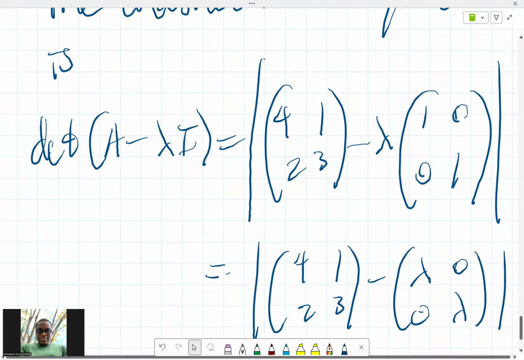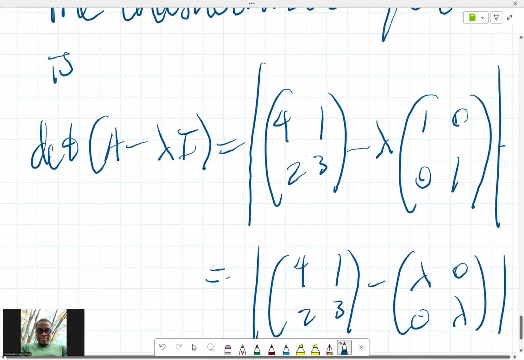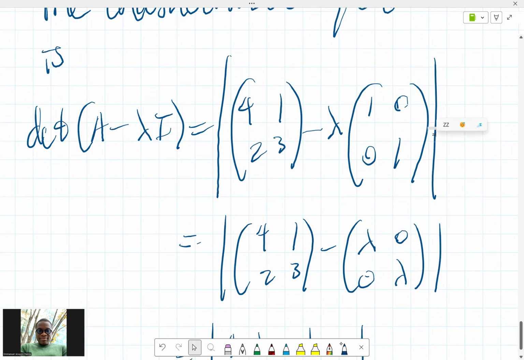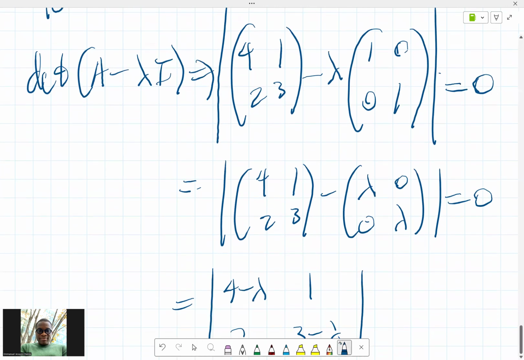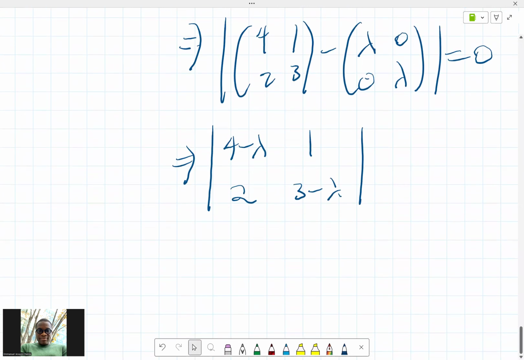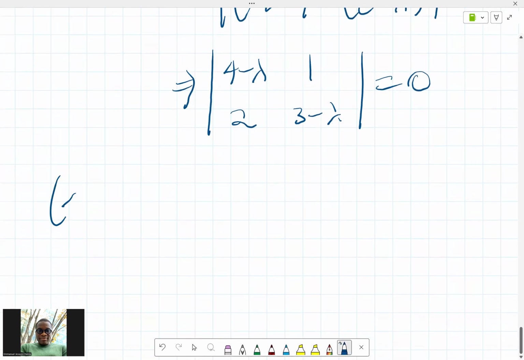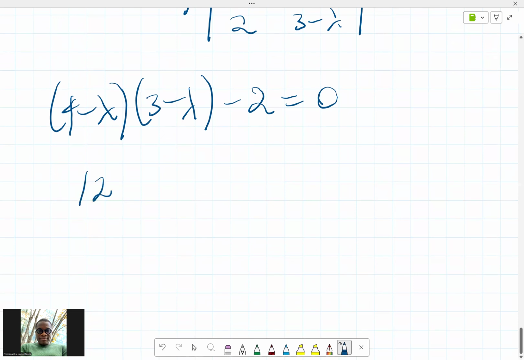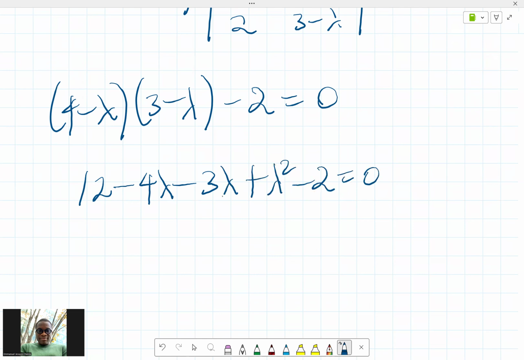Of course, this whole thing is 0. So we have (4 minus lambda)(3 minus lambda) minus 2 equals 0. So 4 times 3 is 12. 4 times minus lambda, that's minus 4 lambda, minus lambda times 3, that's minus 3 lambda, then plus lambda squared, minus 2 equals 0.